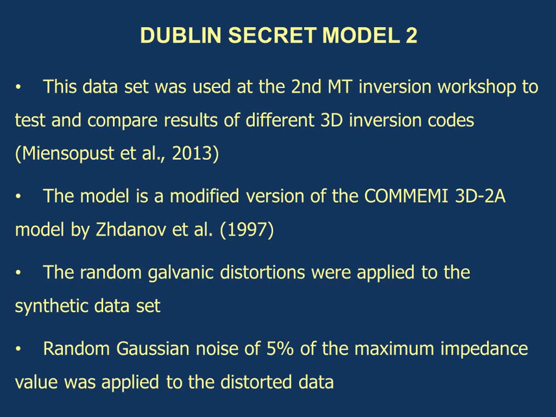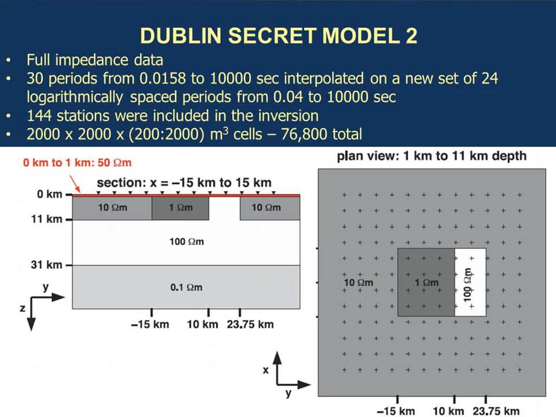But anyway, the data set was highly distorted, so there was a lot of distortion applied to the data, and also quite a bit of noise. 5% is a relatively high noise level. So pretty challenging, and here is the model. There was full impedance data, 30 periods, and 124 stations. And here is the discretization. I'm showing what cell sizes are used for the inversion.